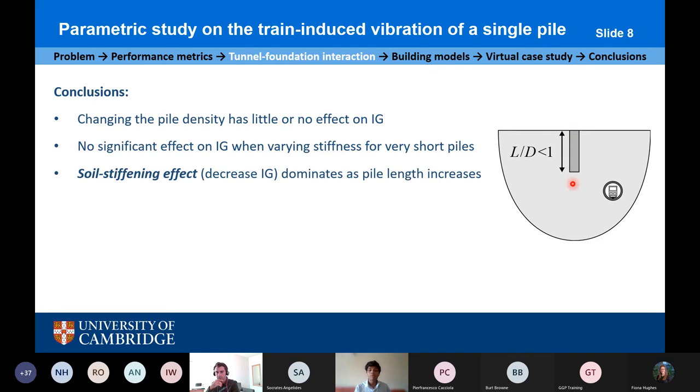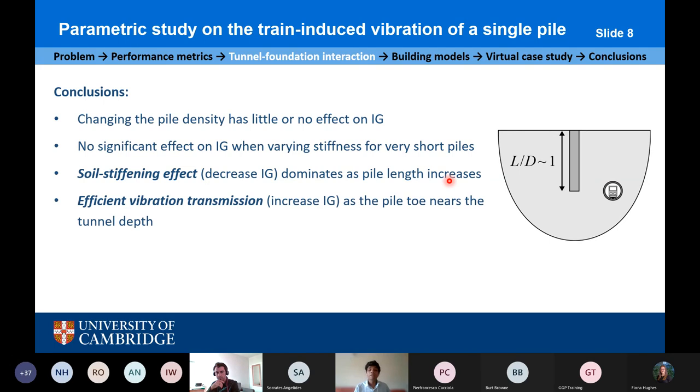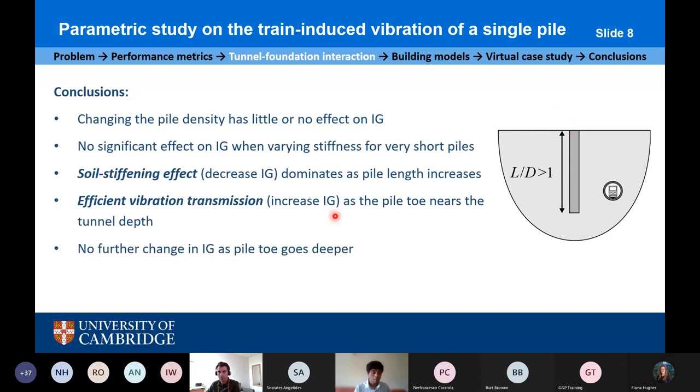But then when we increase the length of the pile, which is defined by this parameter, the length of the pile divided by the depth of the tunnel, if this is less than 1, which means that the pile toe is above the tunnel crown, we see that there's a soil stiffening effect, which decreases IG as pile length increases. As the pile toe gets to about the same depth as the tunnel, we see a counteracting effect where, instead of a decrease, we see an increase in insertion gain. We believe this is due to efficient vibration transmission up the pile, which causes the vertical vibration at the top to increase in magnitude. And then as we increase the pile further down, going past the base of the tunnel, we see no further change in insertion gain.